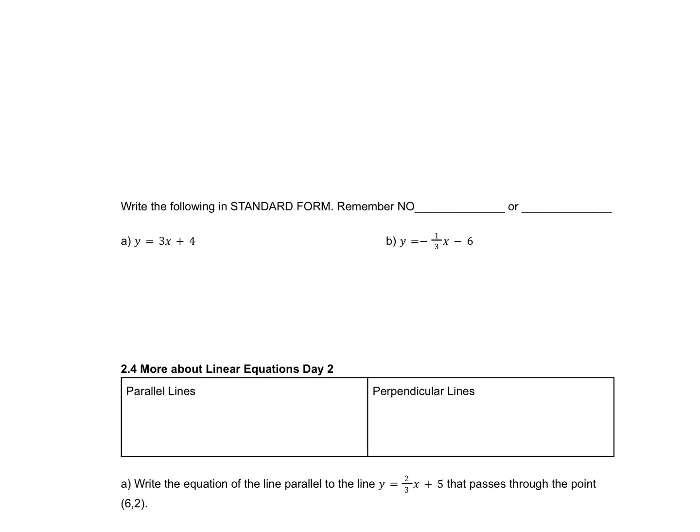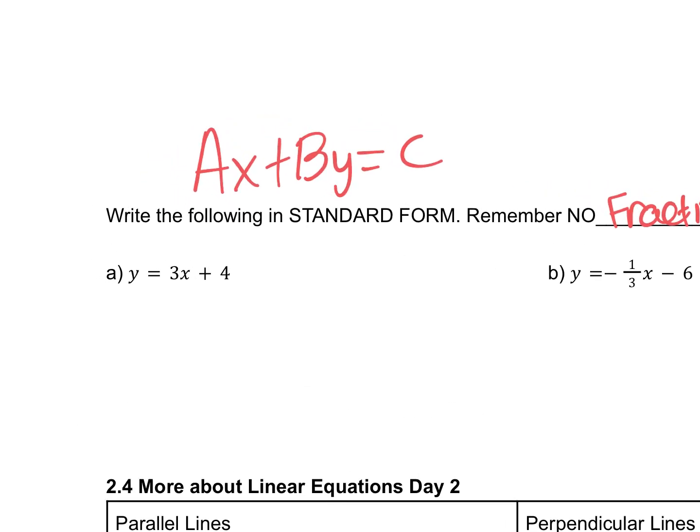So now let's talk about standard form a little bit more. Remember, these directions say write the following in standard form. Remember, no fractions or decimals in standard form. Standard form is Ax plus By equals C, so you get your constant, your C, over here by yourself and put your x and your y on the other side. Okay, so how would I do that for this one?